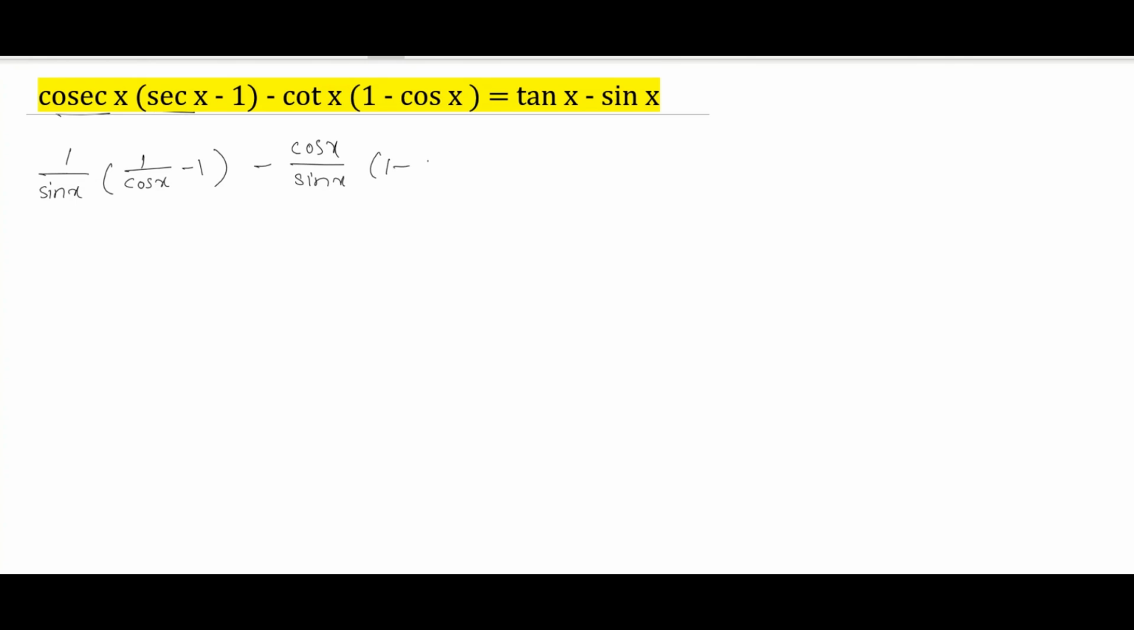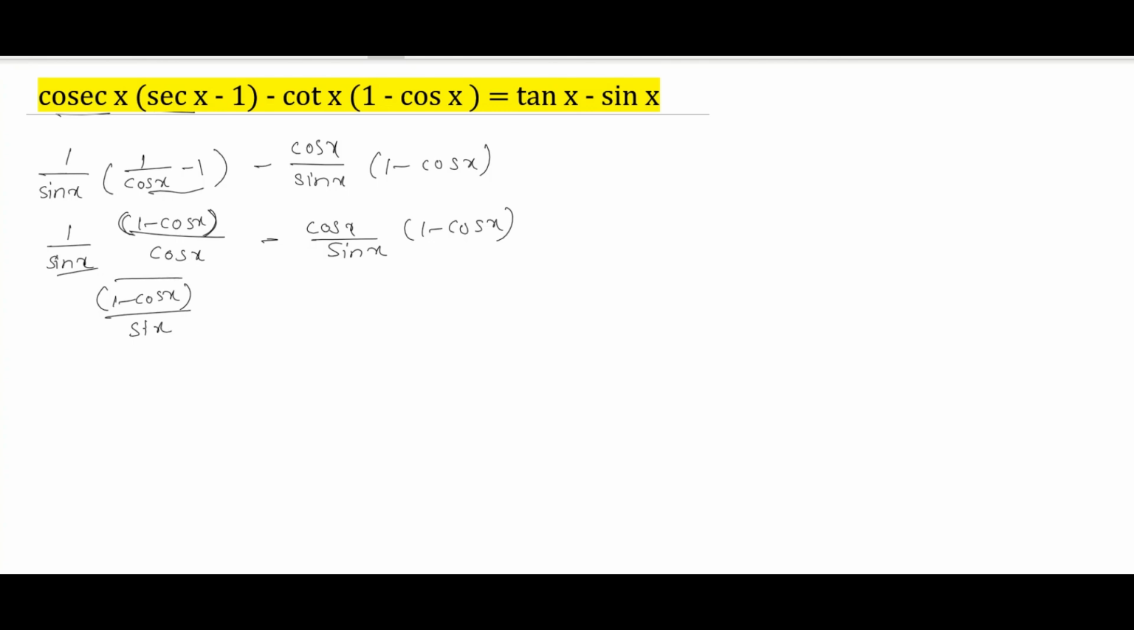And cos will keep it as it is. Now here if we take the LCM, it becomes 1 by sin x into (1 minus cos x) upon cos x, minus, here we'll retain this as cos by sin x into 1. Now in these two terms, if we observe, 1 minus cos x is there in both the terms, and 1 upon sin x is also there, we'll take those two out.